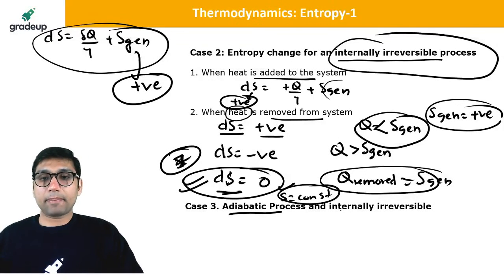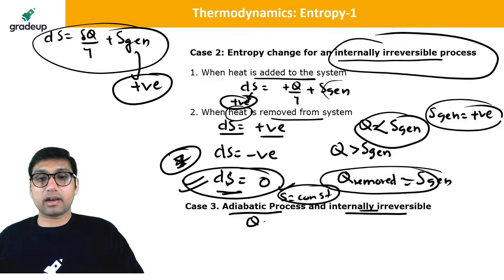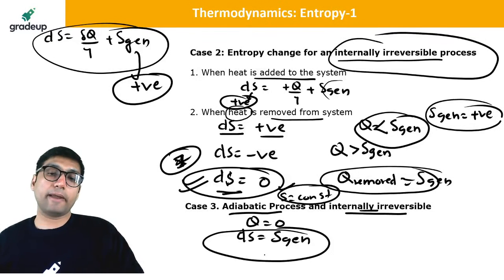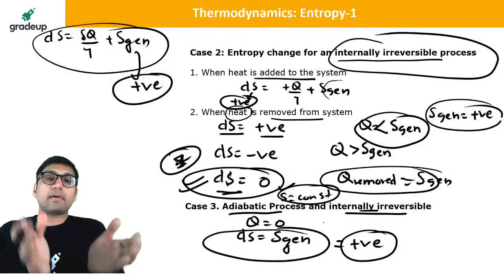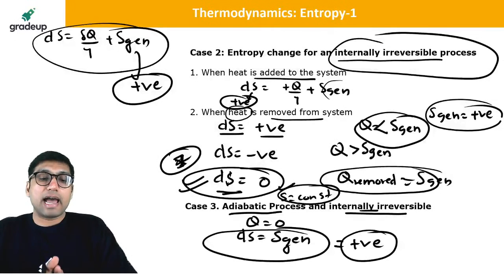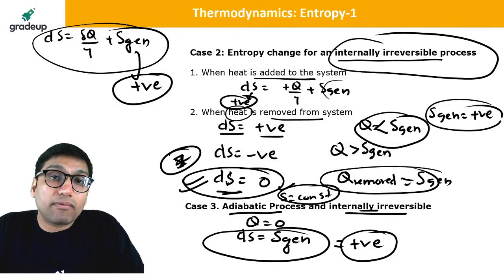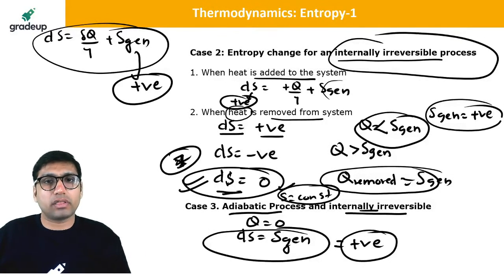The last case is an adiabatic process that is internally irreversible. In this condition, if heat transfer becomes 0, the entropy change will be equal to the entropy generation. So in that condition, the entropy change will always be positive. That is, an internally irreversible adiabatic process always has positive entropy change. Why is entropy generation always a positive quantity? Because entropy generation is the source of irreversibility.